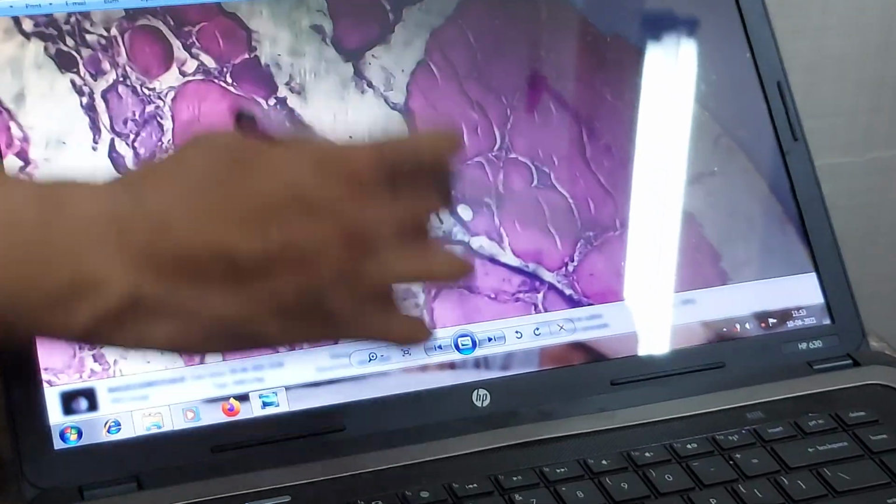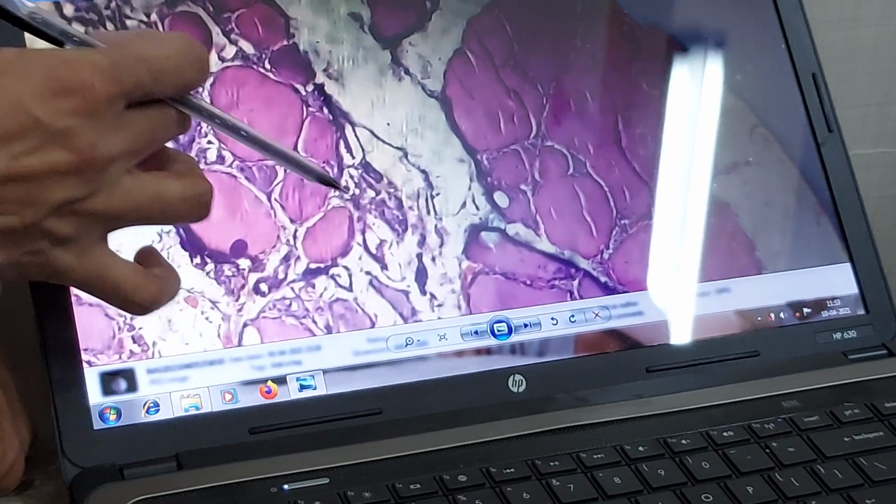You can see the connective tissue. This is the connective tissue. This is also connective tissue.